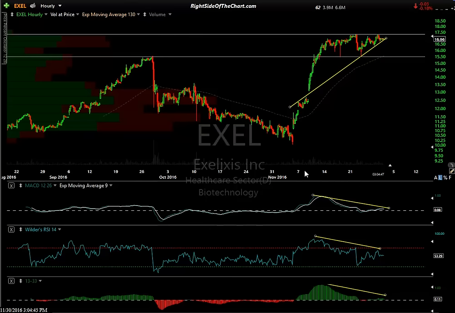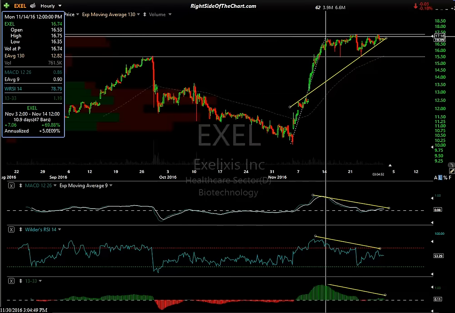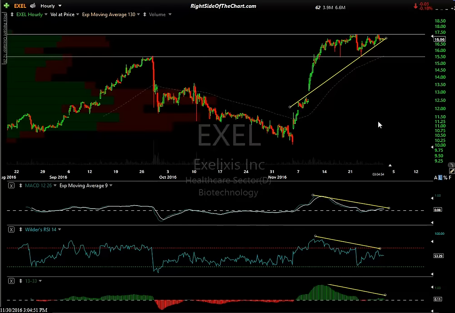EXEL, here's a biotech stock. As I mentioned, those definitely caught a bid after the elections too, and a lot of those have since been faded. Some of these small caps are actually holding up better than the large cap biotechs, but here's a trend line I'm watching. You can see a divergent high.